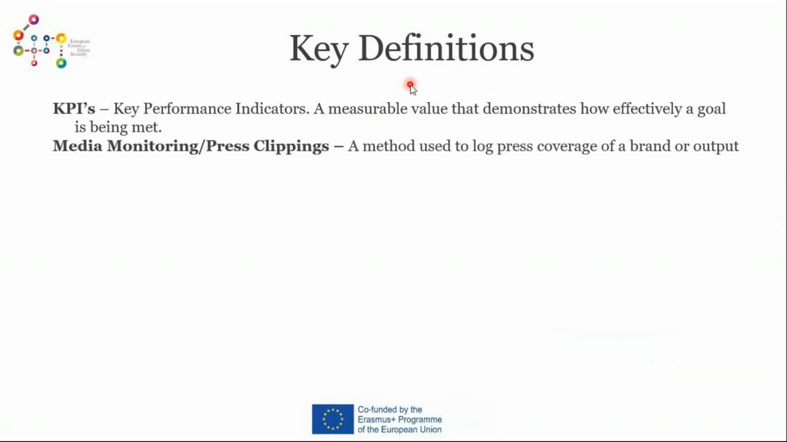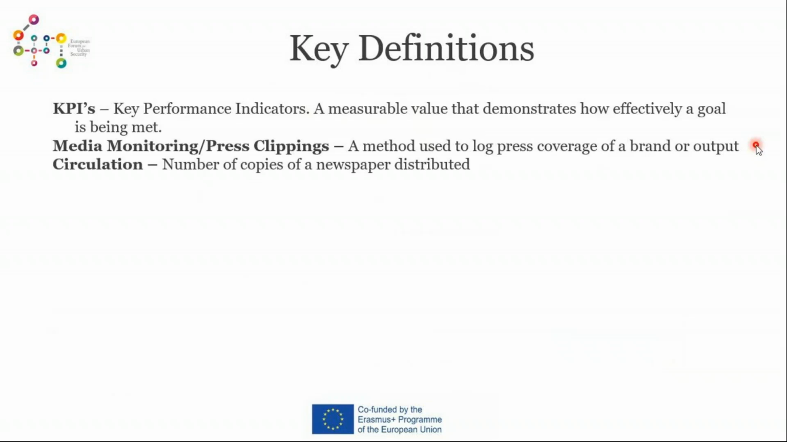The next is media monitoring and press clippings, and these are methods that are used to log press coverage of a brand or a specific output or set of outputs. So when you produce a press release and your campaign goes live, you want to then be able to measure to what extent the media picked that up, and therefore how many people may have seen it.